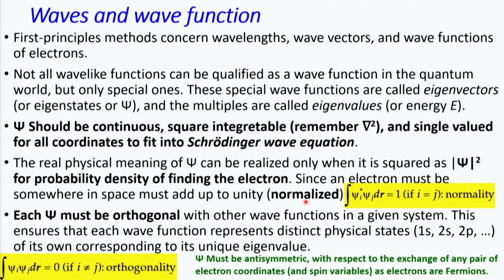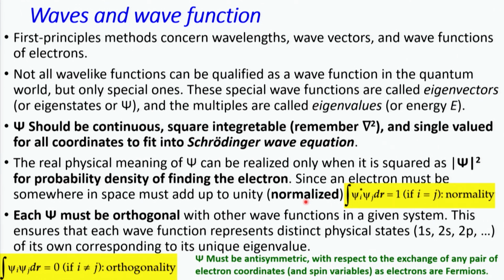Because we are considering particles as waves, you need to look at what kind of wave function you need to take. First principle methods are concerned with the wavelength, wave vector and wave function of electrons. Not all wave-like functions can qualify as a wave function in the quantum world, only some special ones, and these special wave functions are called eigenvectors, because the problem itself is an eigenvalue problem, and the wave functions are the eigenstates or eigenvectors, and the energy or any observable value we get is called the eigenvalue.